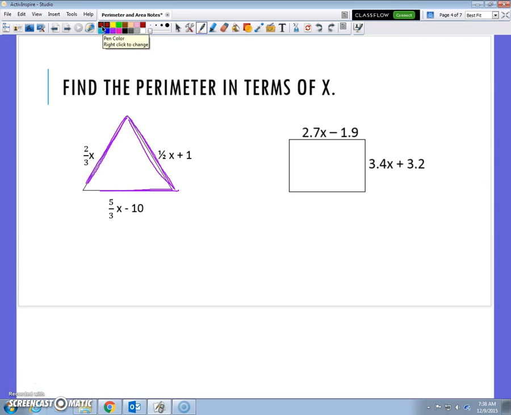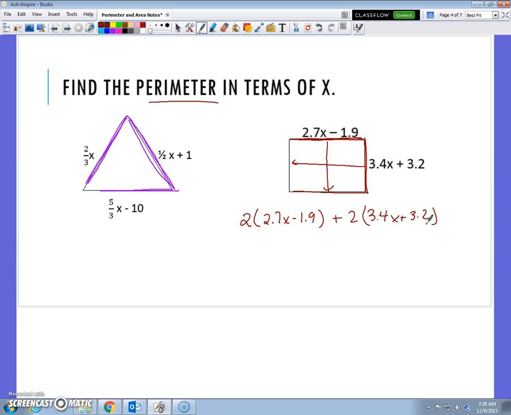And once again, we're looking for perimeter, which is the distance around. So I am going to use my little trick again here, because I have this distance twice, I have this distance twice. So I can say 2 times 2.7x minus 1.9. I have 2 lengths of that, and I have another 2 lengths of 3.4x plus 3.2.